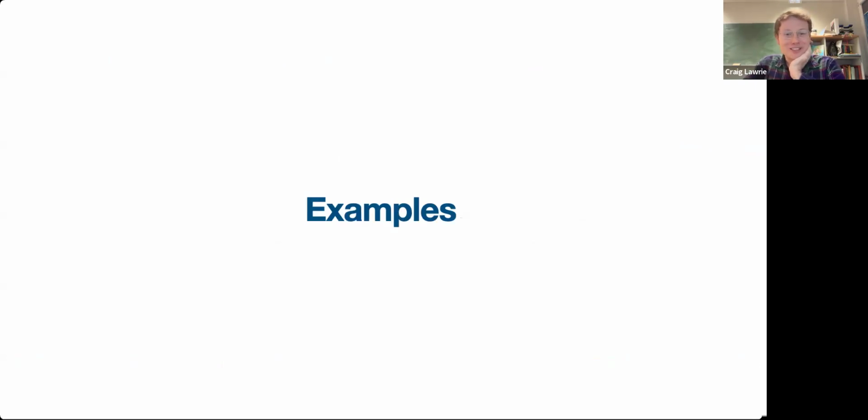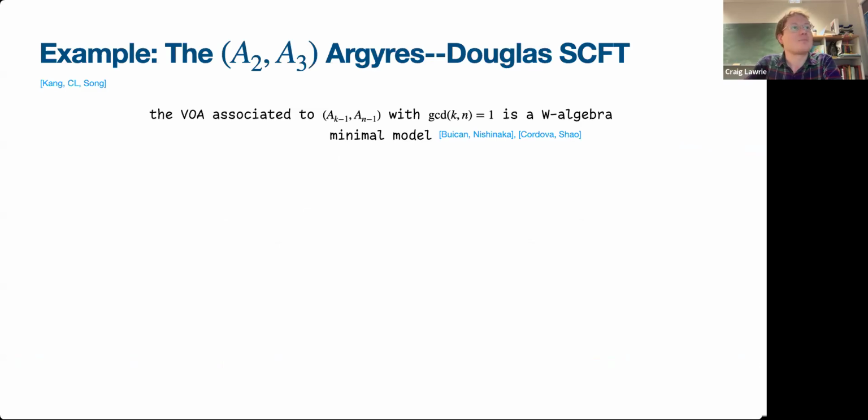It would be good, of course, to illustrate this by a number of examples, which is what I will now attempt to do. Okay. So let's start with the A2, A3 Argyres-Douglas theory. I'm going to skip talking about the A1, A2n because this was largely done by the people I mentioned on the first slide. And some of the subtleties are nicer there. You don't have to pass to the associated graded. Even then, it's challenging. So the vertex operator algebra associated to the A_{k minus 1}, A_{n minus 1} theory is the W algebra.